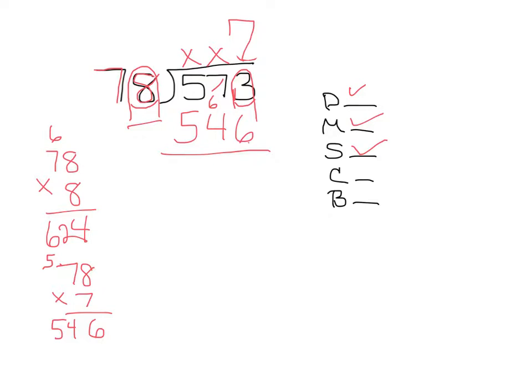So 13 take away 6 is 7, 6 take away 4 is 2, and now I have to check, is 27 smaller than 78? Yes. If it's not, then I need to start over. And then my next step is to bring down, but there's nothing left to bring down, so I have 7, remainder 27, and there's my answer.